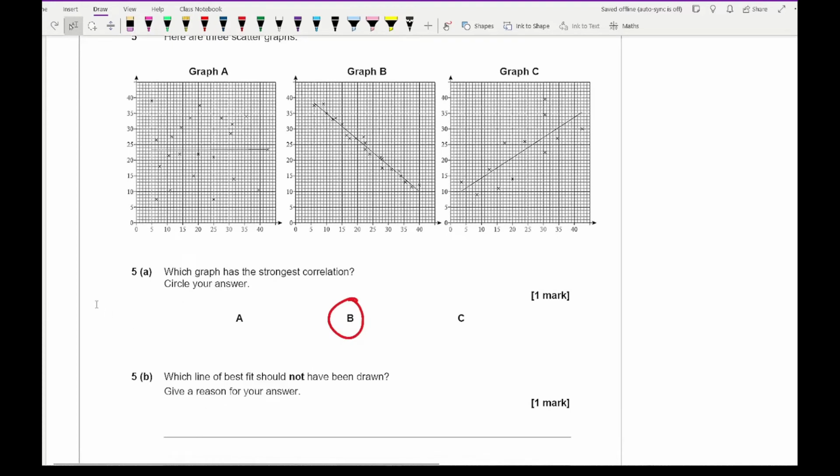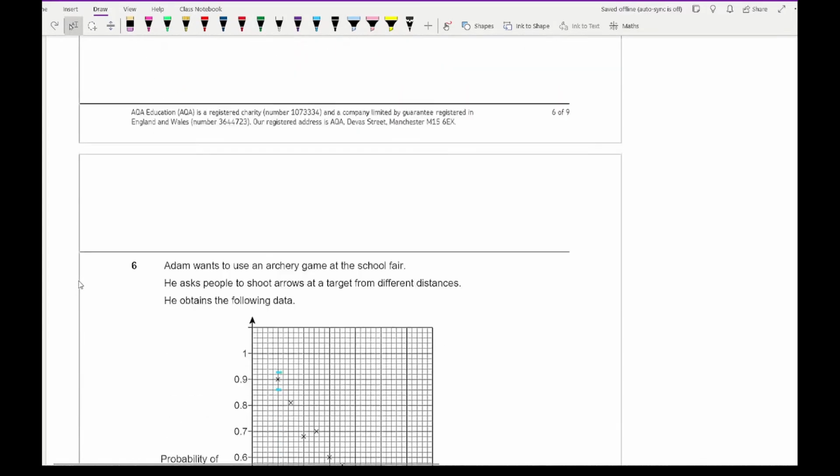Then it says which line of best fit should not have been drawn, and that's going to be graph A, as it shows no correlation. You shouldn't ever draw a line of best fit if there is no correlation. You only draw a line of best fit if there is decent correlation, whether it be negative or positive.